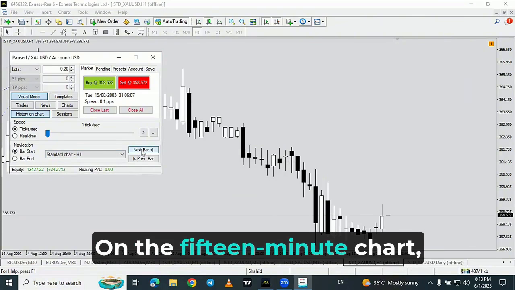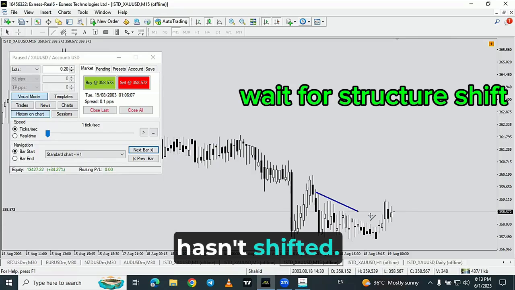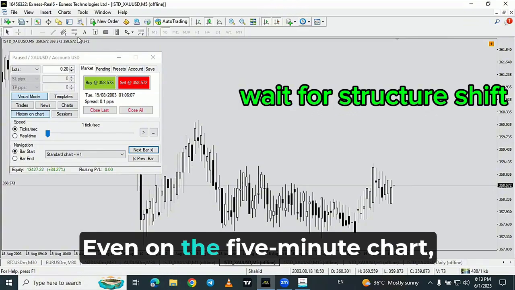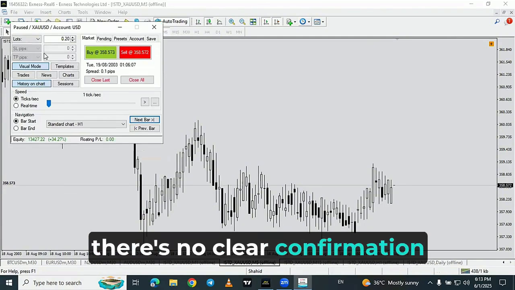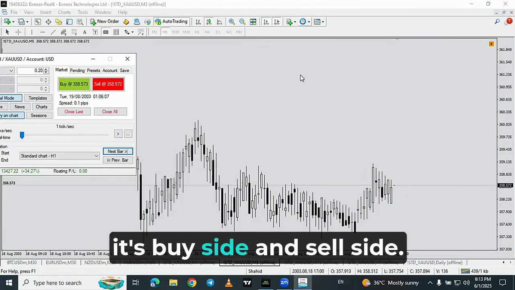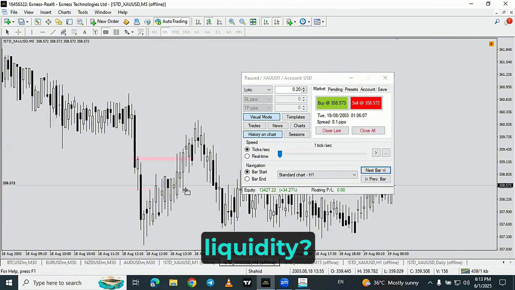On the 15-minute chart, if we look, its liquidity is big, but the structure hasn't shifted. On the 5-minute chart, if you see, there's no clear confirmation here. Look, it's buy side. If you see here, it's buy side and sell side. And where is the range liquidity?